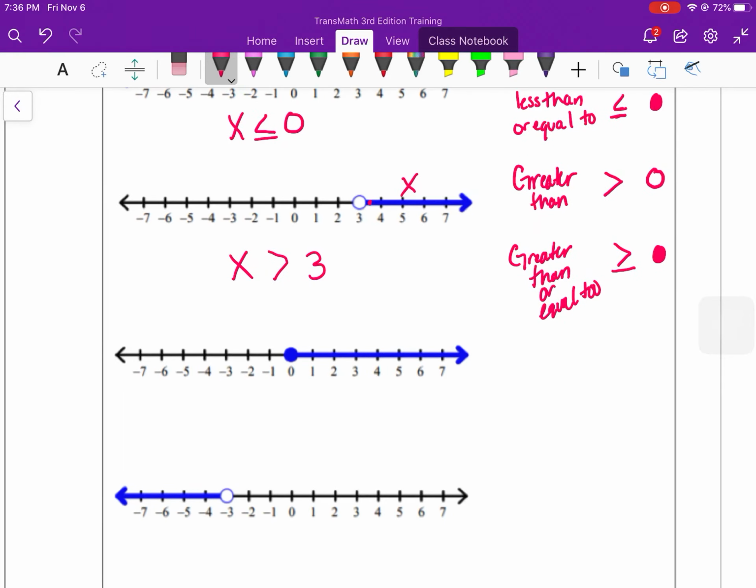And then this one is greater than or equal to 0. So x values are greater than or equal to 0 because here's our x's, and those numbers like 3, 4, and 5 are all greater than 0. It's also equal to 0 because it has a closed circle.